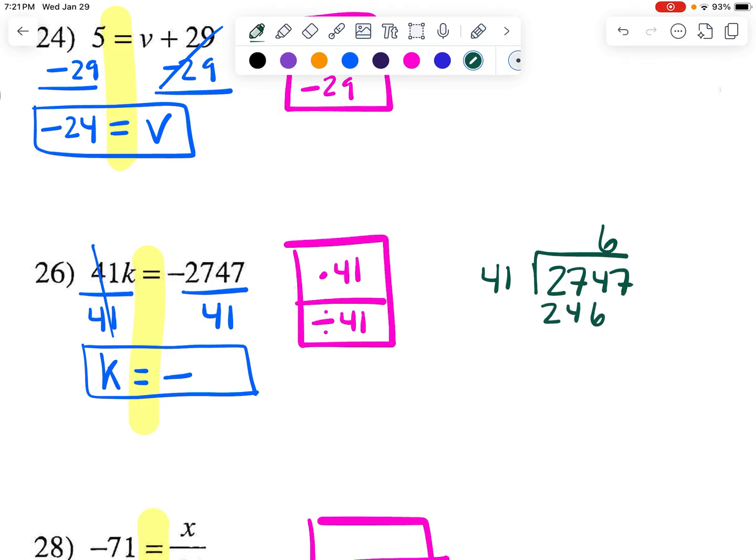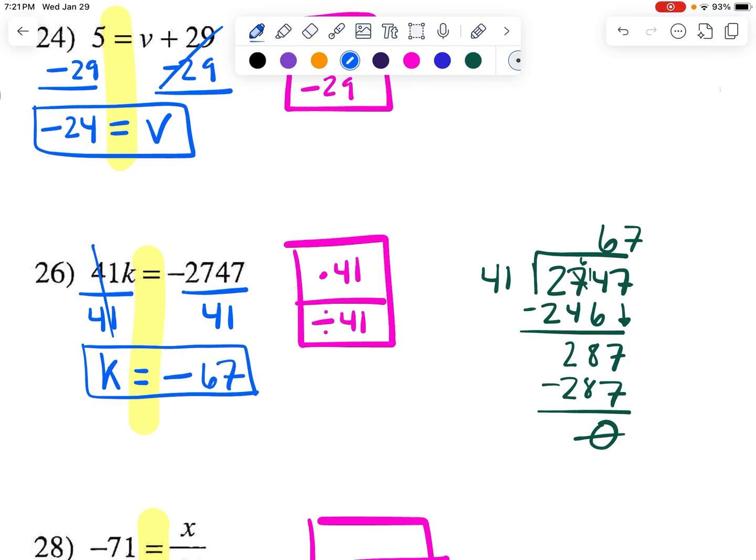6, 24. You borrow. That would be an 8. That would be a 2. Bring down the 7. Oh, 7. 7 times 1 is 7. 7 times 4 is 28. Oh, it goes in beautifully. That's negative 67.